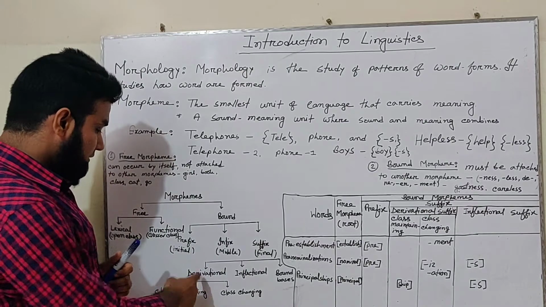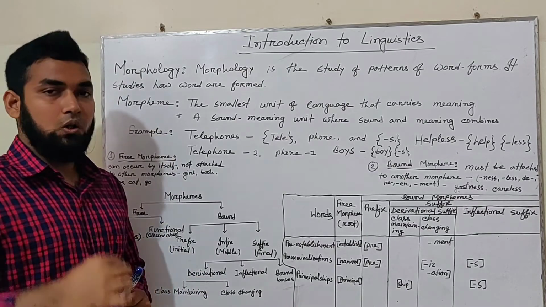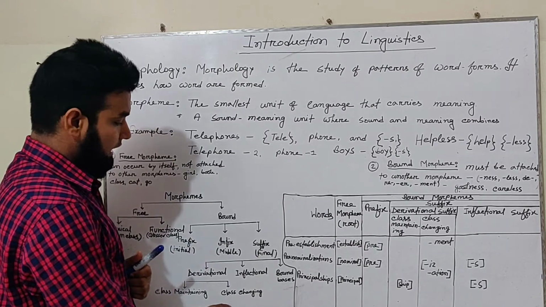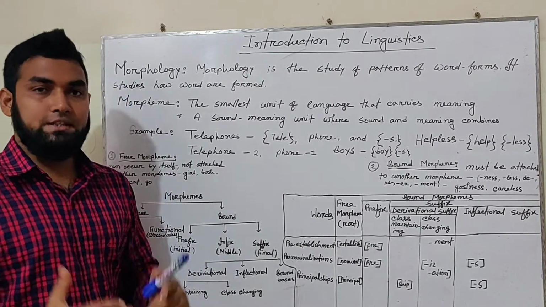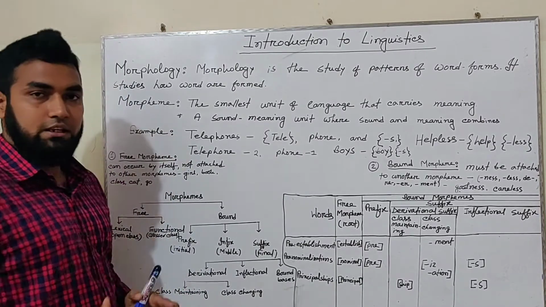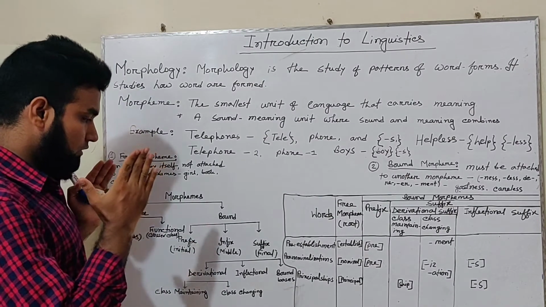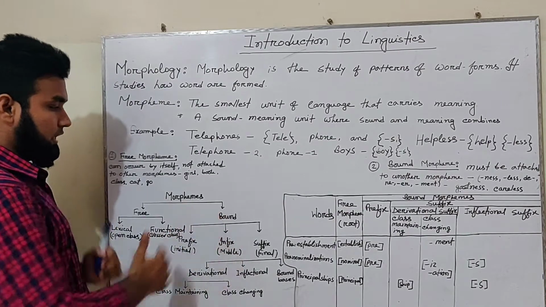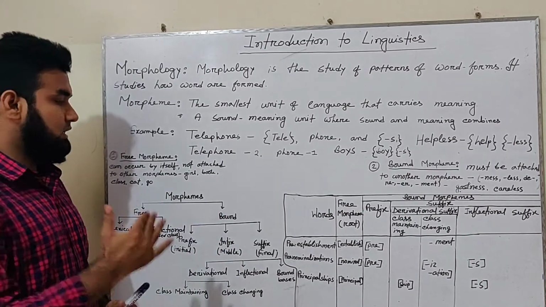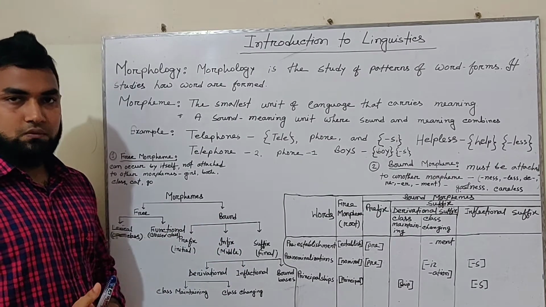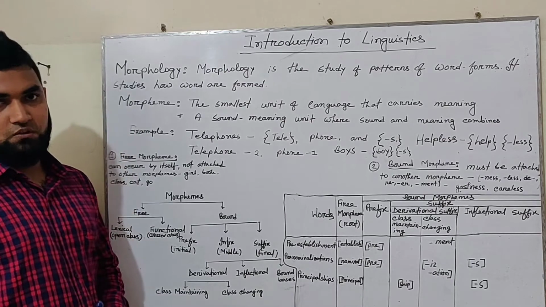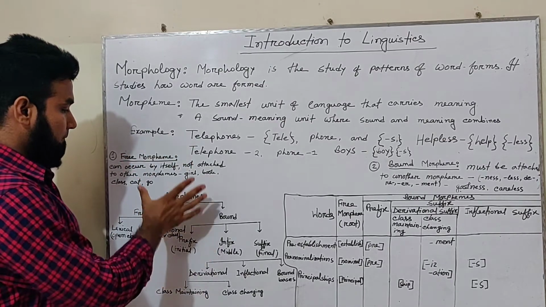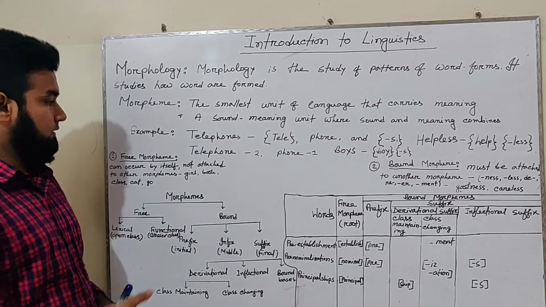And derivational morpheme is also categorized by class maintaining and class changing. Okay, so I think if you look at this chart, you can easily understand morphemes and their classification. So it will be easy for you to understand morpheme.